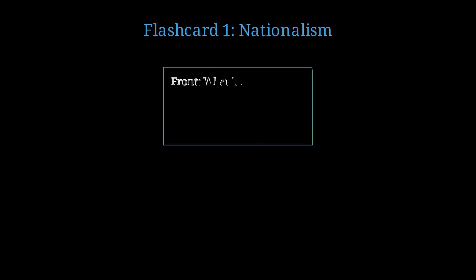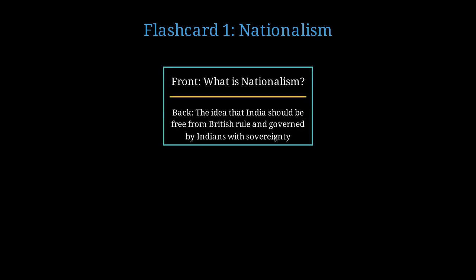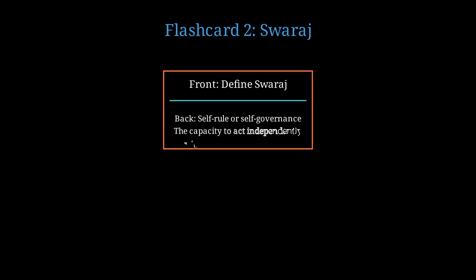First flashcard. What is nationalism in the Indian context? Nationalism meant the belief that India should be independent and self-governed by Indians, free from British colonial rule. Second flashcard. Understanding Swaraj. Swaraj means self-rule, the fundamental goal of the independence movement where Indians would govern themselves.